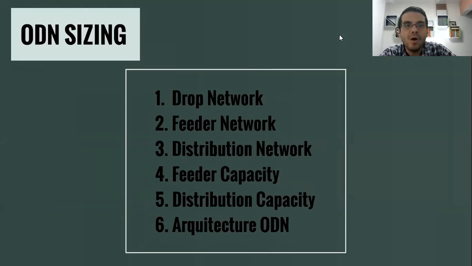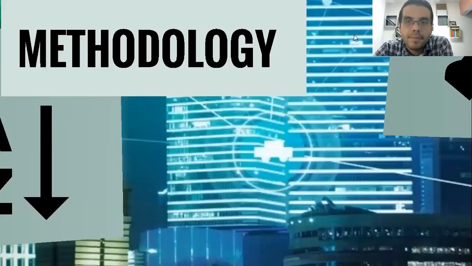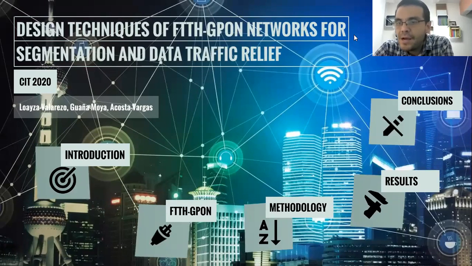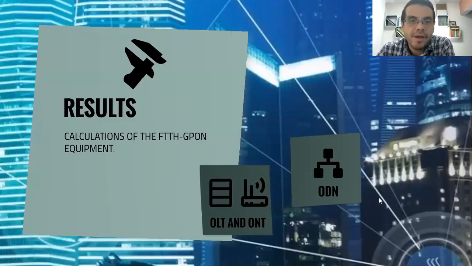Okay, now for the ODN sizing. First of all, we're going to calculate the drop network. Second, we're going to calculate the feeder network. Third, the distribution network. Fourth, the feeder capacity. Fifth, the distribution capacity. And sixth, the ODN architecture. Okay, now we're going to check out the results. So let's go right here.